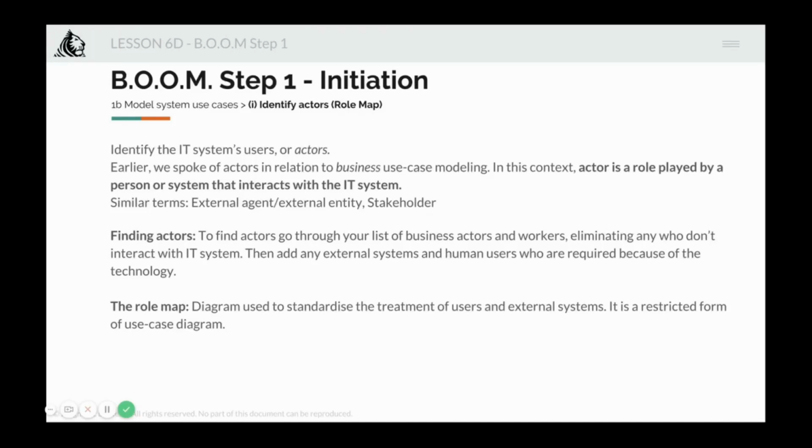So in this step you identify the IT system's users or actors. Previously, when we spoke of actors, it was in relation to business use case modeling. There we spoke of business actors and workers. From this point onward, however, we are doing system use case modeling and we'll speak simply of actors. An actor in this context is a role played by a person or system that interacts with the product, right? So, an actor is a type of user or an external system that interacts with the system under design. So, whatever you're building right now, an actor is anybody who essentially interacts with the system. It could be an external system, it could be a user, it could be anyone, right?